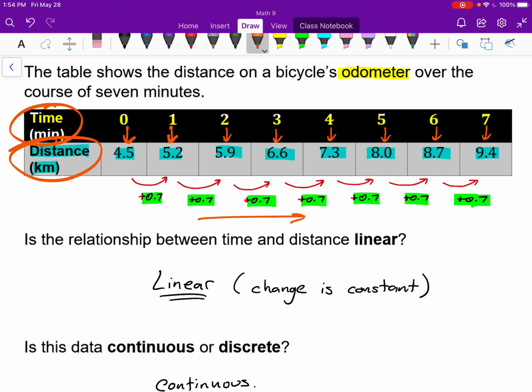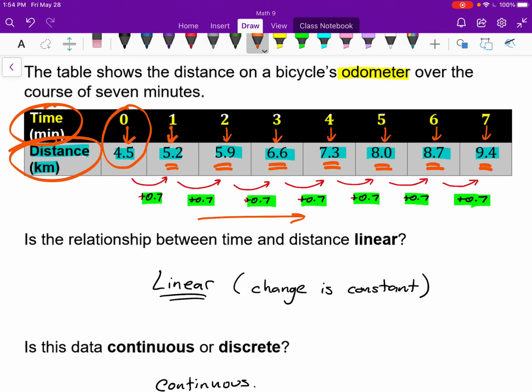And so the key to this is realizing that we started off at 4.5 kilometers, which means the odometer was at 4.5 at the start of this ride. And so that 4.5 was there automatically. And then after that, every minute, we added 0.7. Once we realize that's what's happening, we start at 4.5, which means before we recorded this data, the person had already cycled 4.5 kilometers at some point in the past. But we started at 4.5, and then after that, every minute, we add an extra 0.7 repeatedly.